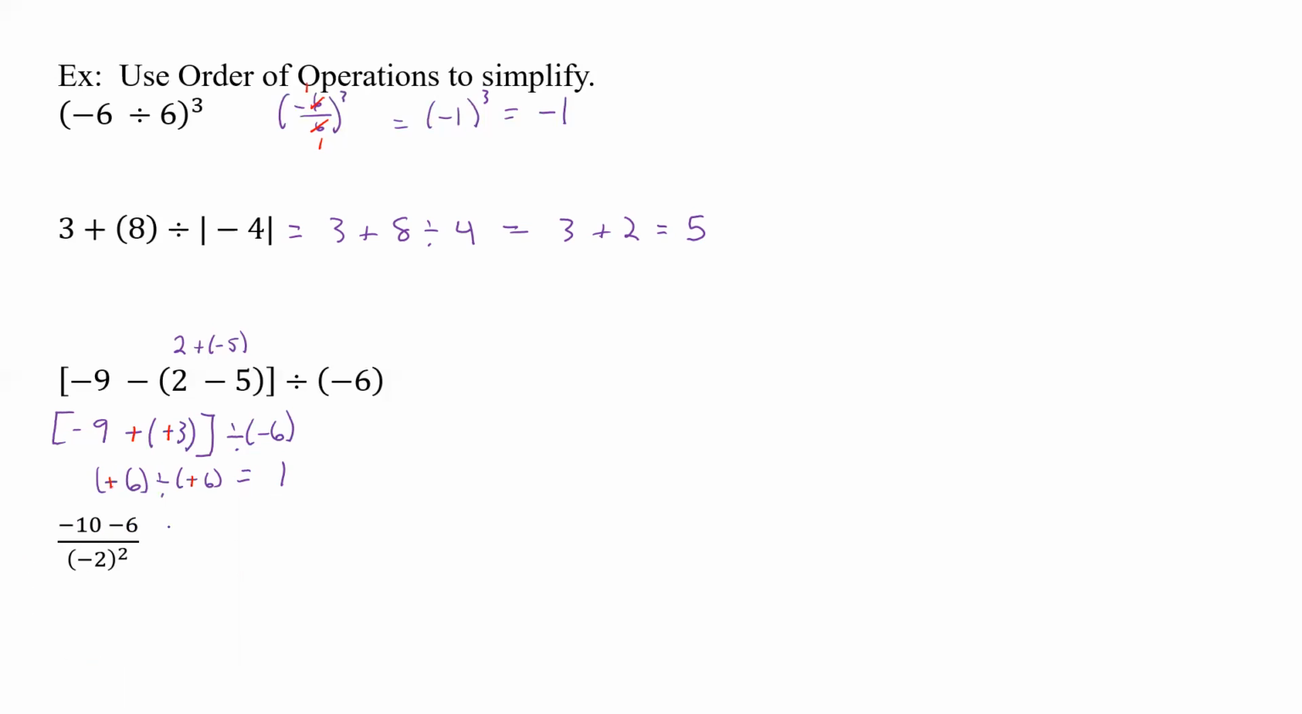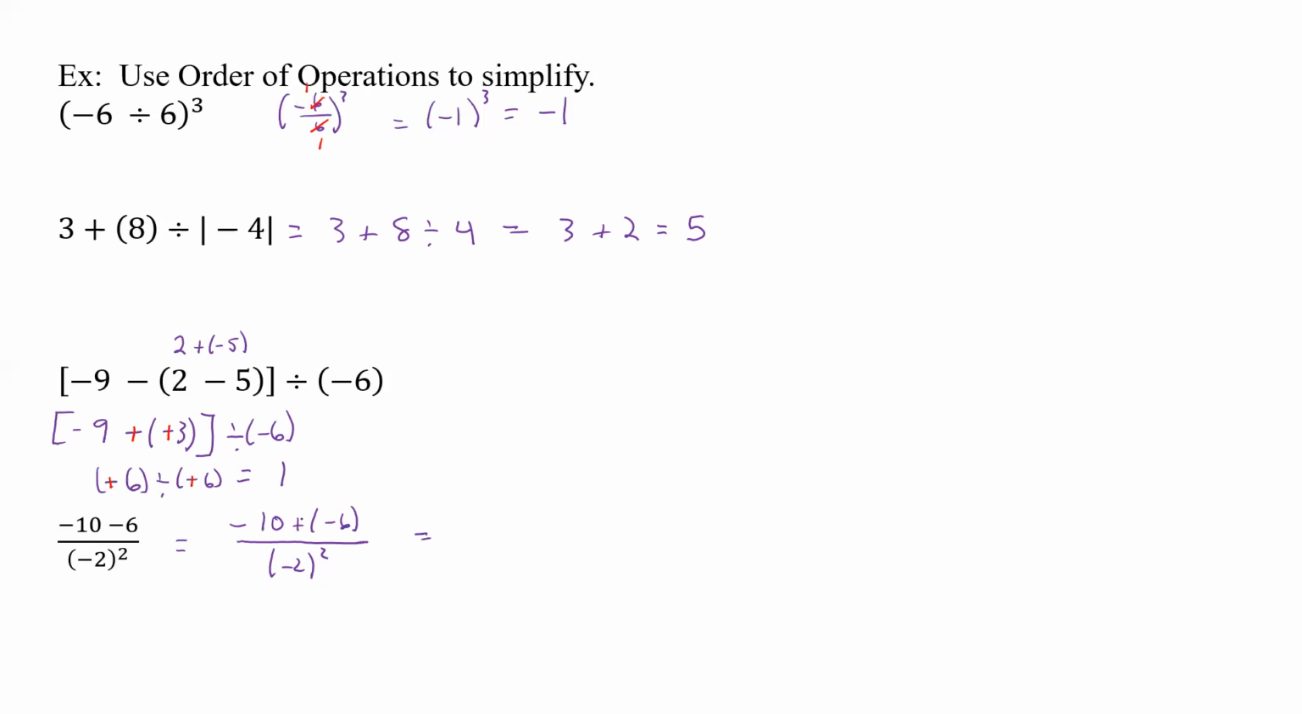All right, how about this one? Well, if we think about this, really that's a negative 10 plus a negative 6 all over a negative 2 squared. So the numerator is an addition. The denominator, we have exponents. So with those exponents, what we need to do is simplify that first.